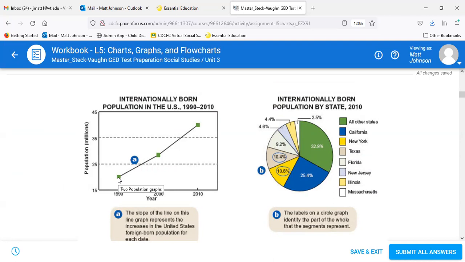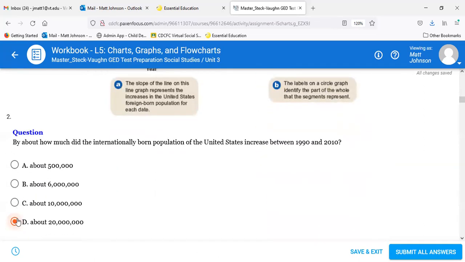Okay, that looks about like 20 million. We're going to have to estimate. It falls about in the center. Then we go to our top number, and we'll go ahead and say about 40 million. And so 40 million minus 20 million, that's going to leave 20 million.